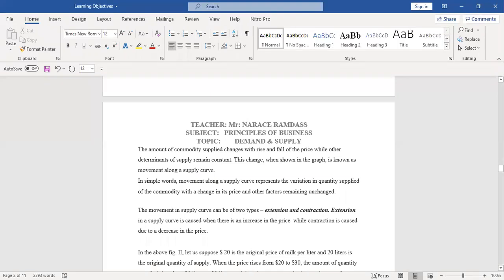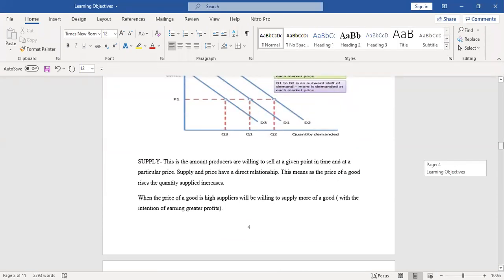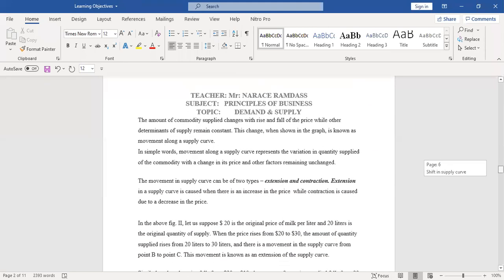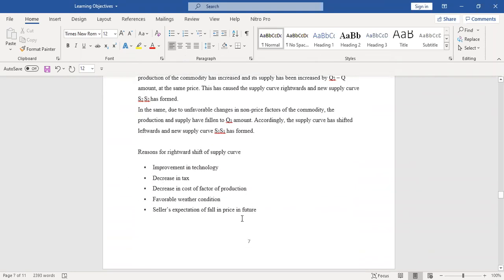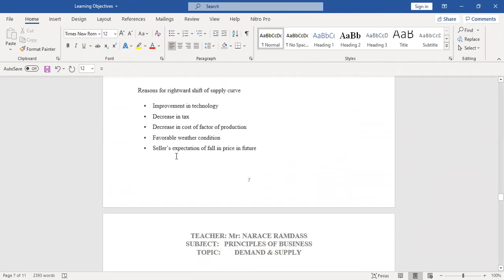3 factors influencing supply. How about weather conditions, something like that? Right. Weather conditions. What else? I'm circling an area here. Tell me. How about technology? All right. Improvement in technology, decrease in tax, decrease in the cost of a factor of production, weather conditions, seller expectations.